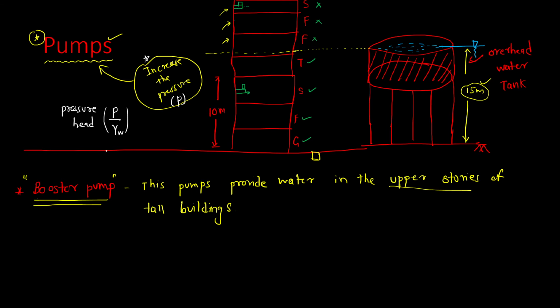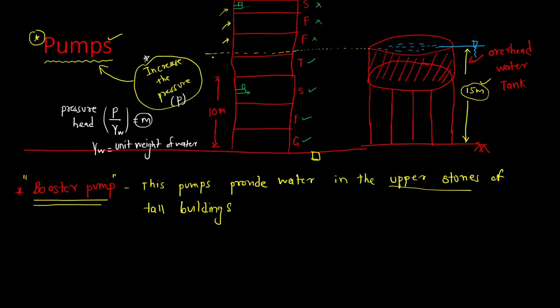And what is the meaning of gamma W? This gamma W means the unit weight of water. This value is a constant for water. The pressure head value comes in meters.